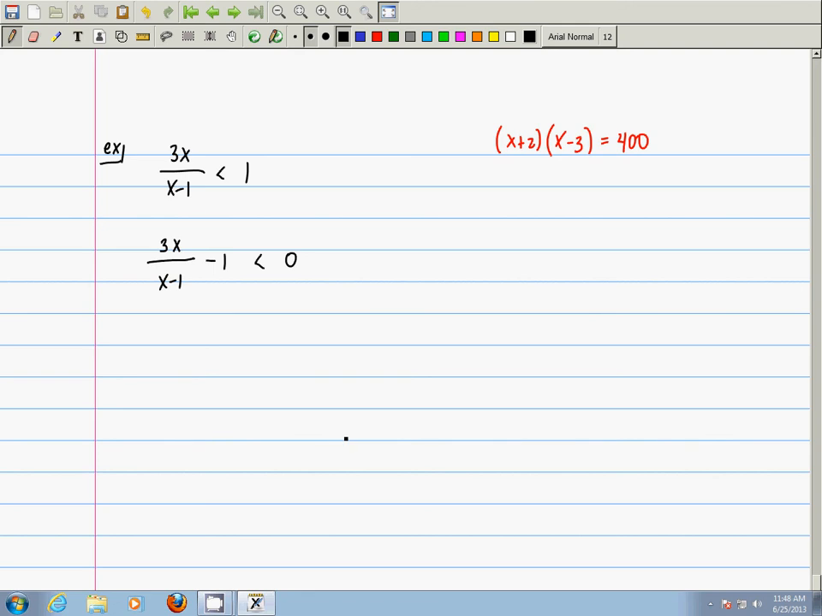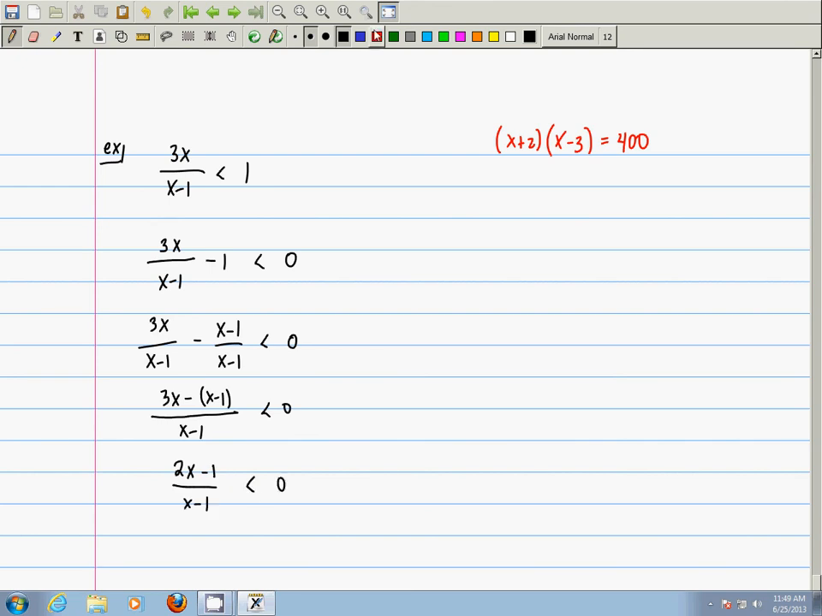Turning it into a single rational expression. That is to say, find a common denominator. So you could say that this is 3x over x minus 1 minus x minus 1 over x minus 1 is less than 0. Then it would be 3x minus x minus 1, all over x minus 1, is less than 0. So that you have 3x minus x is 2x, and then minus 1 over x minus 1 is less than 0.